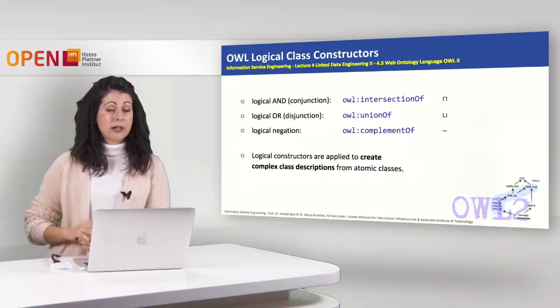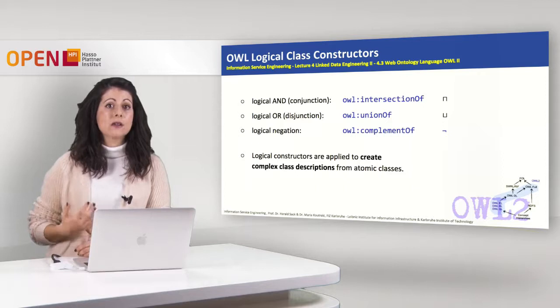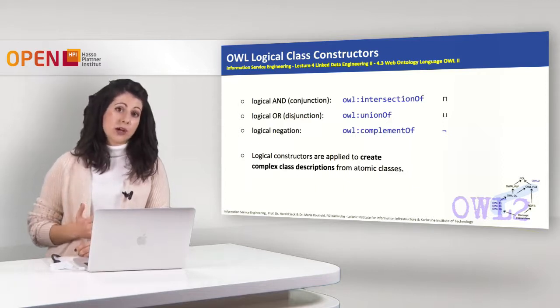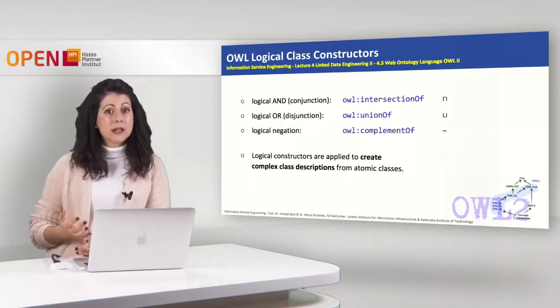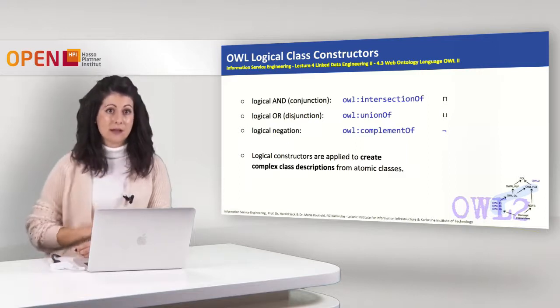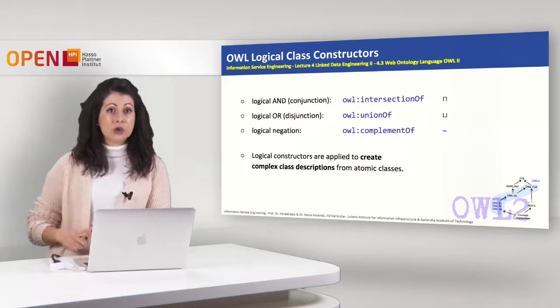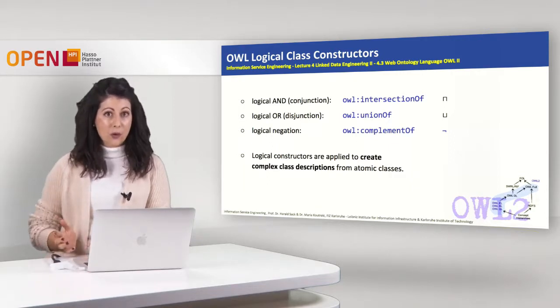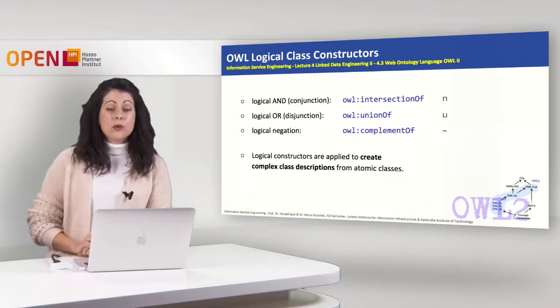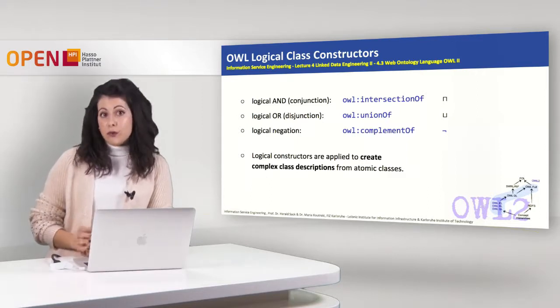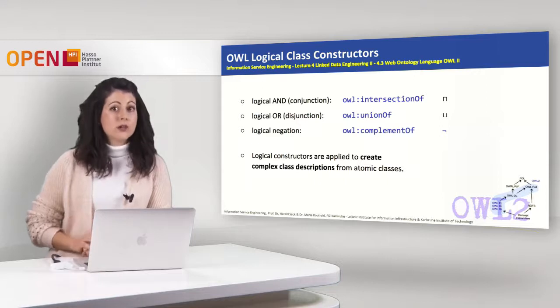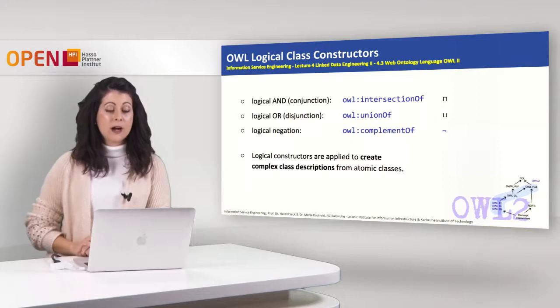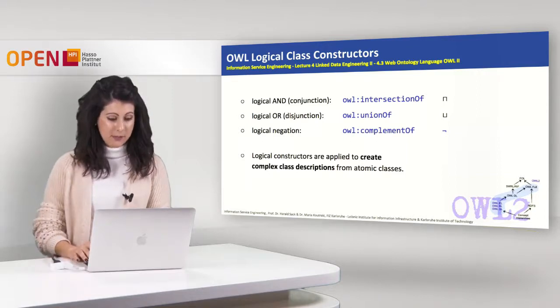Another way to create complex classes is by using logical class constructors. Logical class constructors are applied to create complex class descriptions from atomic classes. And they are the following. We have the logical AND, which is translated to owl:intersectionOf. The logical OR, which is translated to owl:unionOf. And the logical negation, which is translated to owl:complementOf. And let's see how each one works with real examples.